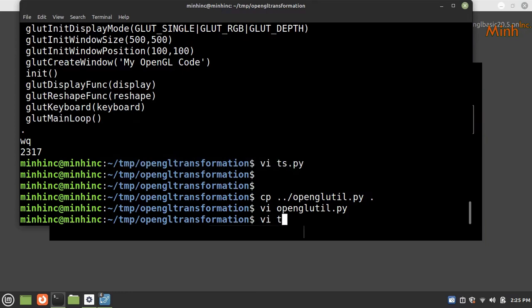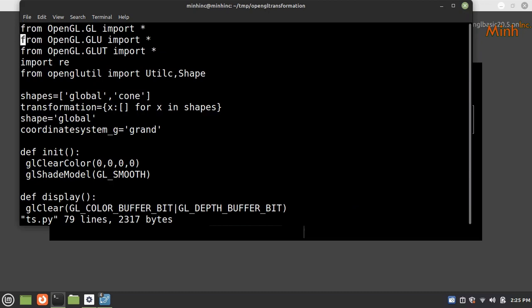Now we'll walk through this. Now we have from OpenGL util, we imported util C and shape. We have shapes list. So initial is the global. This is the global rotation, and this is for the cone for the model. Transformation, for every shape we have a list of transformations, like translation, rotation, and scaling. So for each shape it would have a list. For x in shapes, initial shape is global, coordinate system initial is grand.